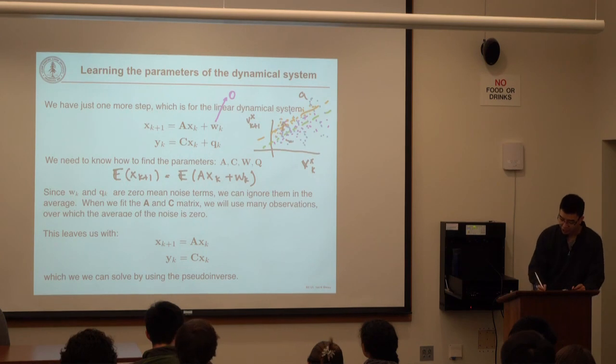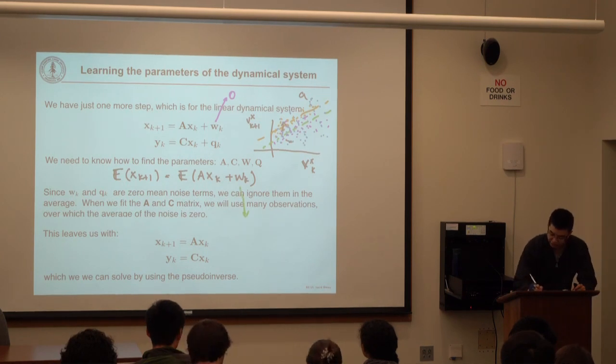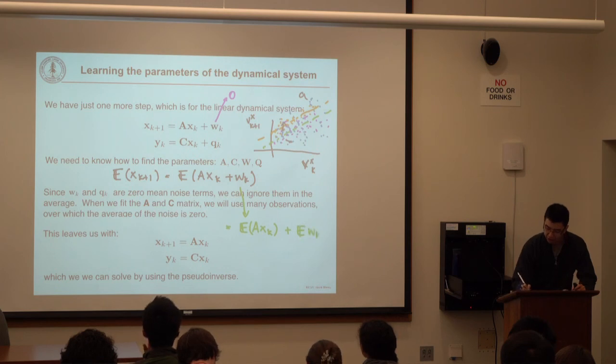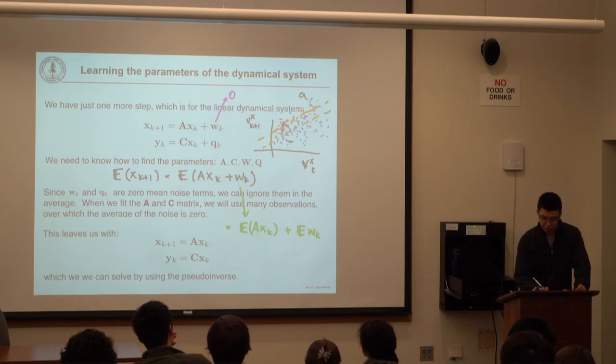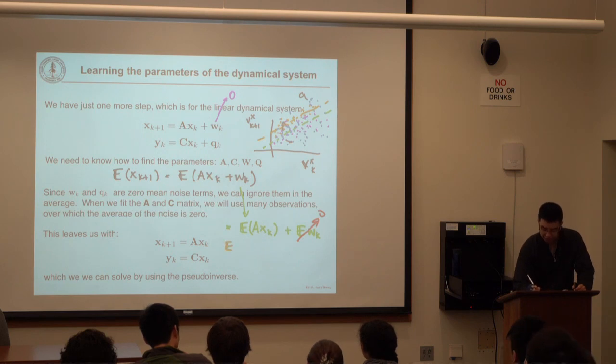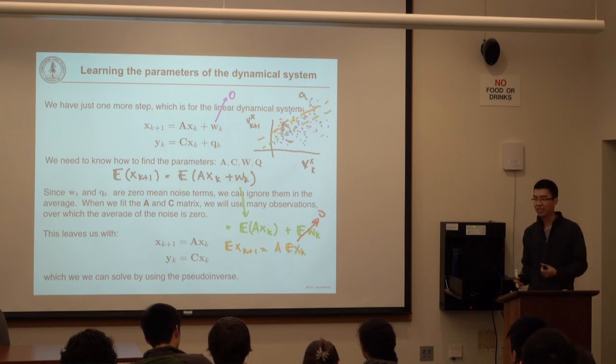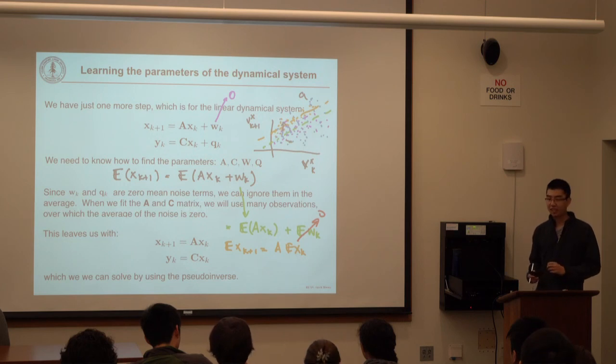Now, expectation is linear, and so this term here will equal expectation of a xk plus expectation of wk. And the expectation of wk is merely its mean value. And so this term here will just go to 0. And we'll get that the expected value of xk plus 1 is equal to a times the expected value of xk. And so that's another way that you can see the noise cancels out.